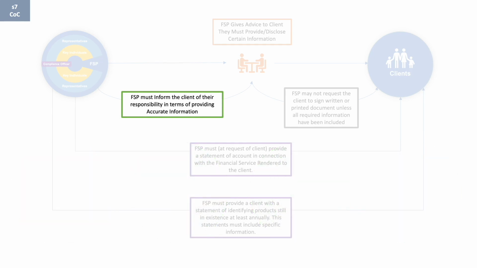So we have seen that the client needs to ensure that they provide the FSP with accurate information and that any information that is used by the FSP is accurate, because any misrepresentation or non-disclosure could have an adverse effect on the advice given and or provided.